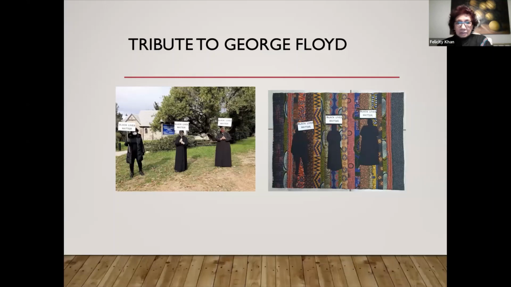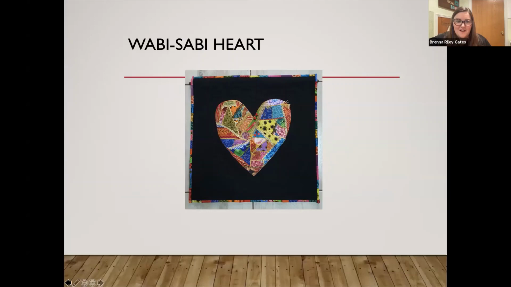Yeah. Wow. So I'm wondering if we could pull the Wabi Sabi quilt back up and have Felicity talk just a little bit more about that. Sure. Just a moment. The Wabi Sabi. I think that was a fan favorite. What is the size of this one, Felicity? Oh, that's quite small. It's about, I think, 75 centimeters square. Very small.